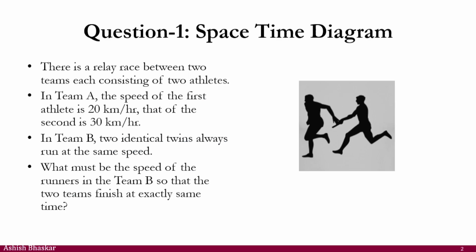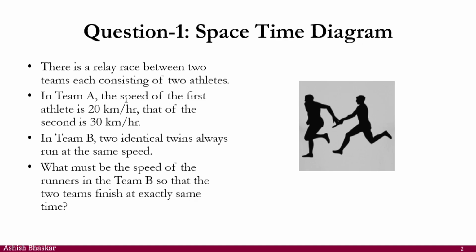I'm going to start with a very simple question first. This is on the time-space diagram. There is a relay race between two teams, each consisting of two athletes. In team A, the speed of the first athlete is 20 kilometers per hour, and the second is 30. So there are two people, and there is a relay race.